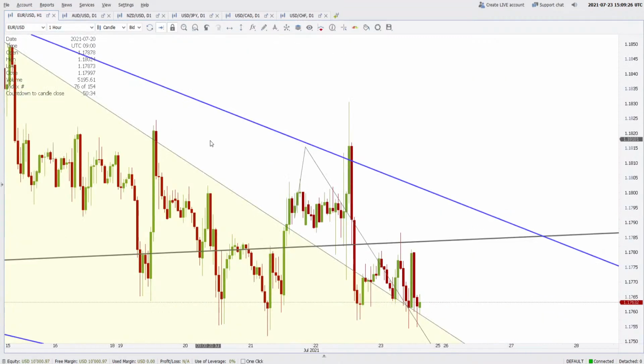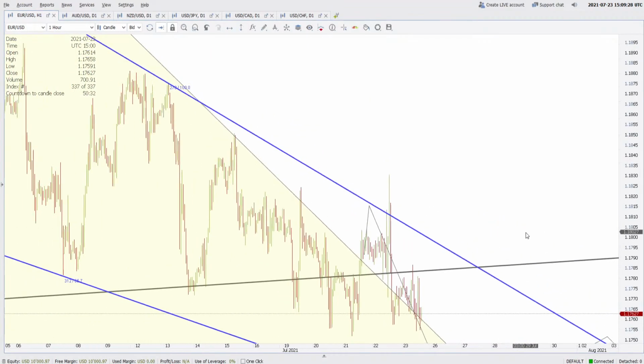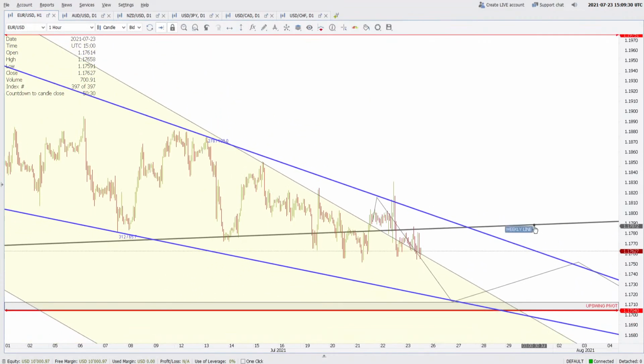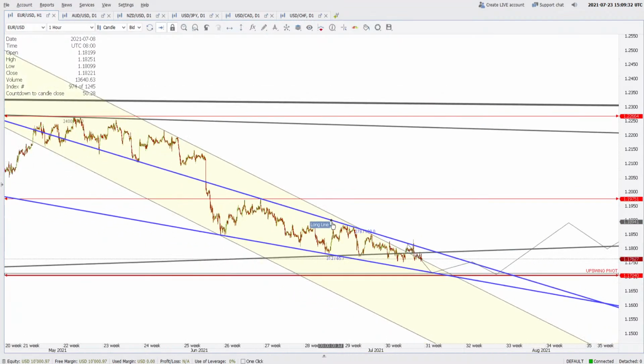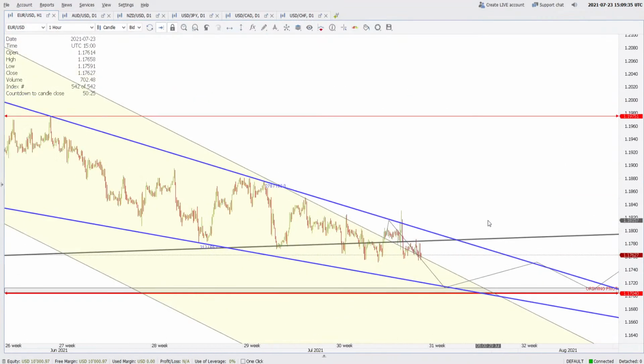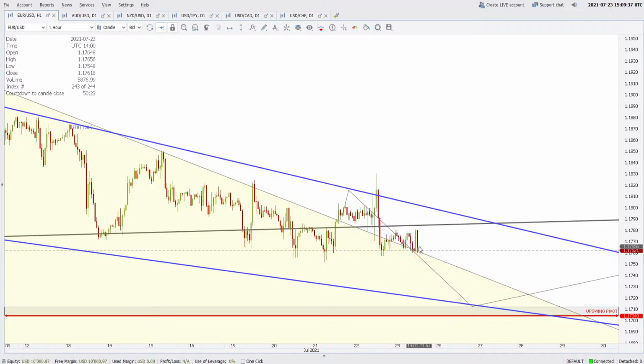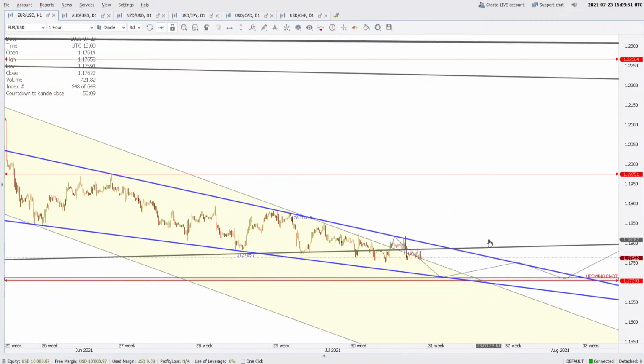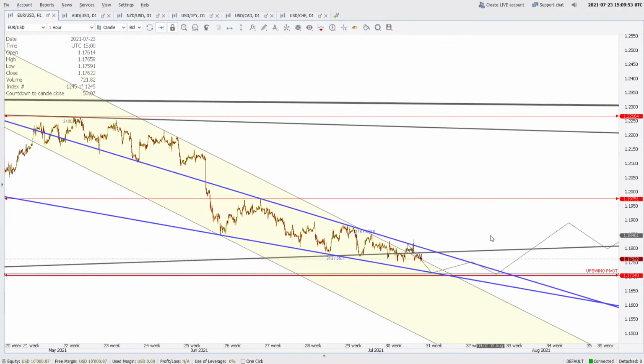So now let us see what is happening on the hourly. On the hourly, the price is trying to take support on this broken channel resistance, and if it is able to take support here, then again in one hour or two it will test 1.1790 levels, and then eventually this falling wedge resistance line. So this is the possible scenario, but as of now there is no certainty where the price is going.